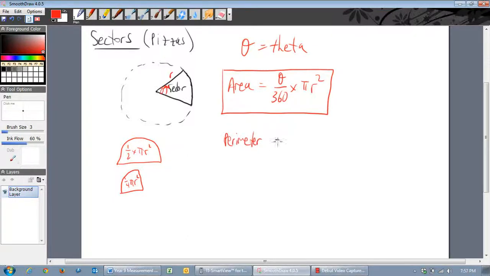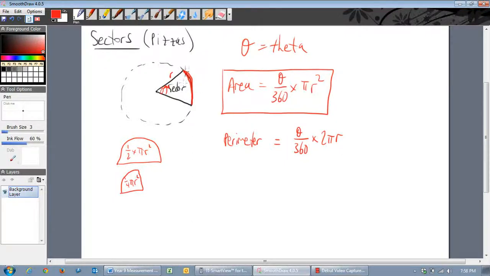Now perimeter is very similar, but with a tricky bit that everyone forgets. Okay, so if you think about this perimeter, let's have a look at this sector. How long is this section here? Well, that section there, again, it's the fraction of a whole circle. So it's going to be whatever the angle is, over 360, that's the fraction of the circle, times by what the whole circle would be. The circumference of a circle is equal to 2 pi r. So that would be the distance here of this little arc, we call that an arc.